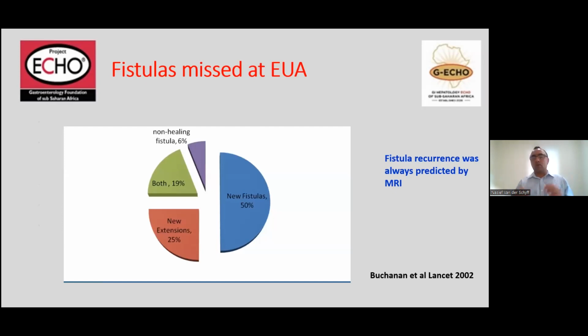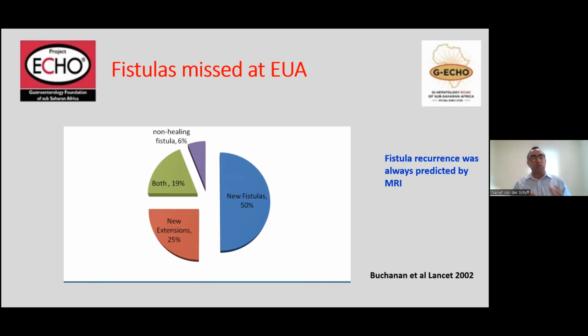So the patient's been referred to the surgeon. The surgeon has done an EUA, but what happens sometimes is that the surgeon misses a fistula while performing an EUA, and there is a 50% chance that a new fistula will form. This study, quite dated now, from 2002, showed that an MRI done in this context, where the surgeon has missed it, may pick up a fistula that was not detected almost every time.